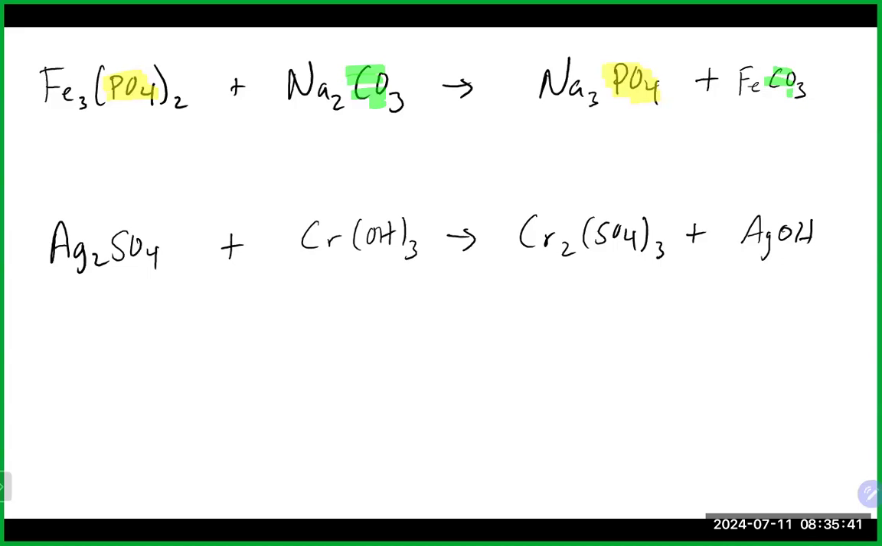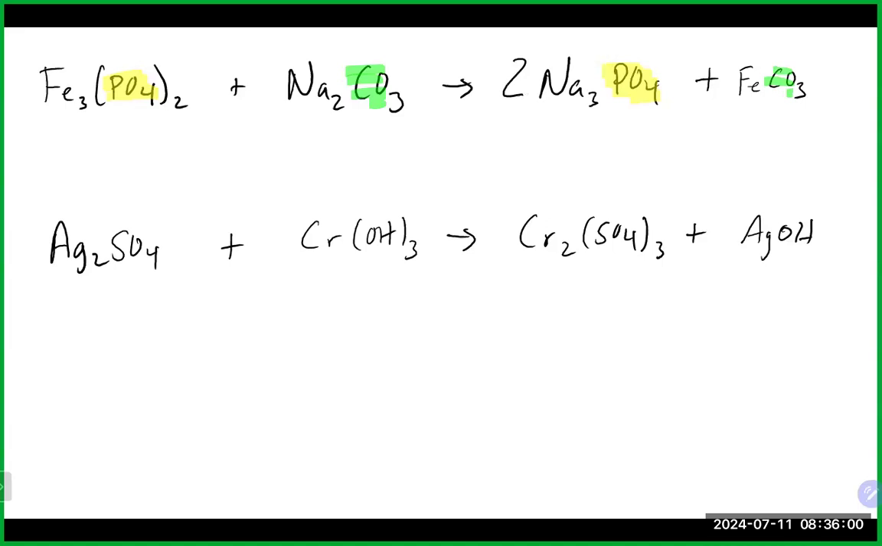In the case of the top one here, we have carbonate on both sides, CO3, and we have phosphate on both sides. In this case, we have one CO3 on each side, so I'm not going to play with that. But we do have two phosphates on the left and only one on the right. And that's where I would start. I would just put a 2 here to balance out the phosphates.